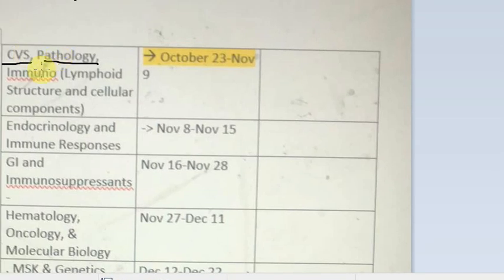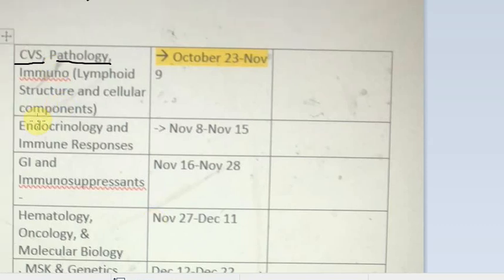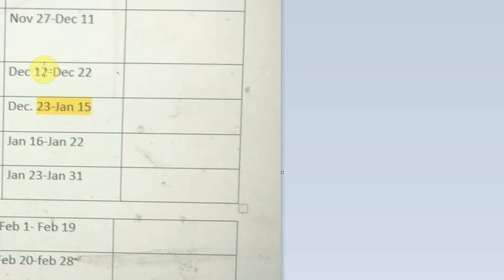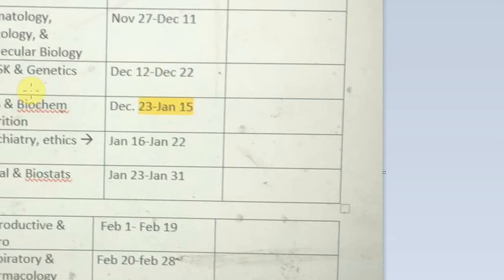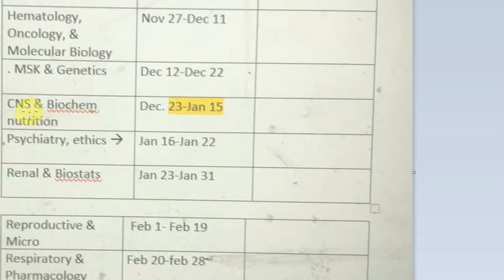So moving back to the CVS and the pathology, I will be explaining them as the first subject together with a little bit of immunology. After that, I will be speaking about endocrinology with immune responses, GI with immunosuppressive drugs, hematology, oncology with molecular biology, and you can see the dates here, MSK with genetics, and next will be CNS and biochem.